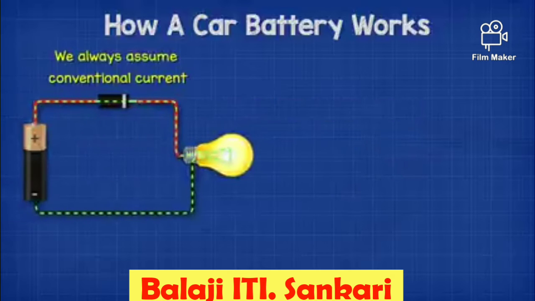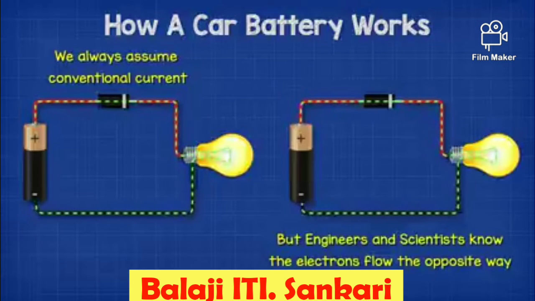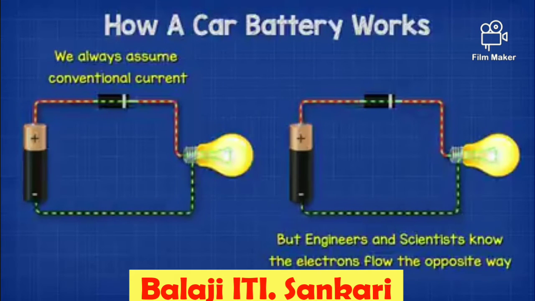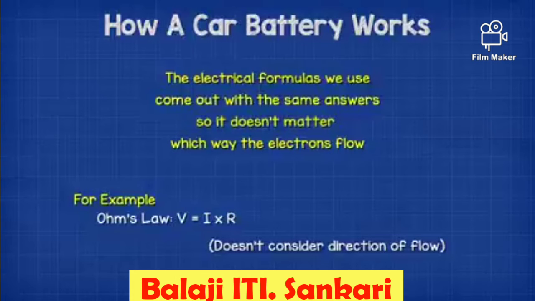So, if we looked at this simple circuit, we must always assume that the current is flowing from the positive to the negative. But engineers and scientists know that electrons are actually flowing in the opposite direction. The electrical formulas we use will still come out with the same answers regardless of which way the electricity is flowing, so it doesn't really matter.